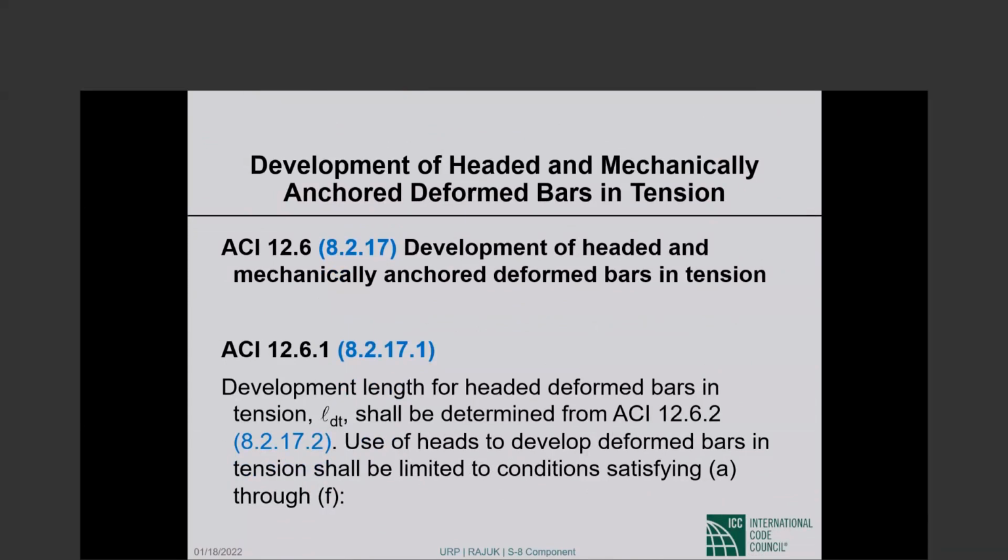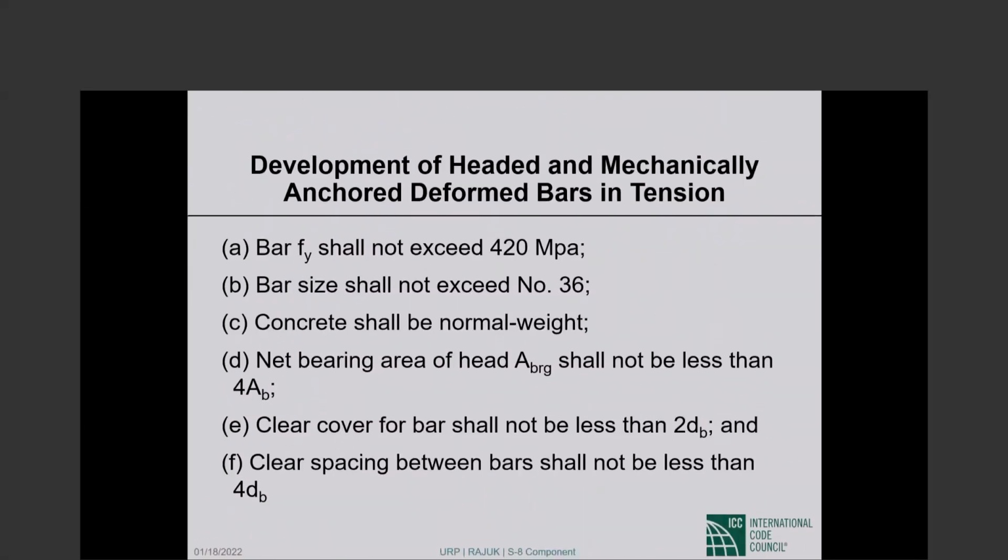Okay, then development of headed and mechanically anchored deformed bars in tension. Now we are talking about L sub dt. Okay? So development length of headed deformed bars in tension shall be determined from section such and such. Use of heads to develop deformed bars in tension shall be limited to conditions satisfying A through F. So you cannot use headed bars in all situations. You have to satisfy conditions A through F.